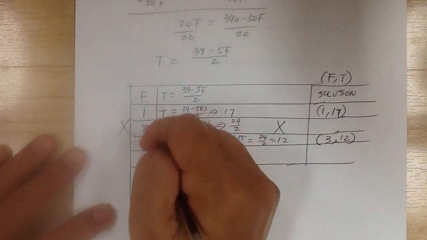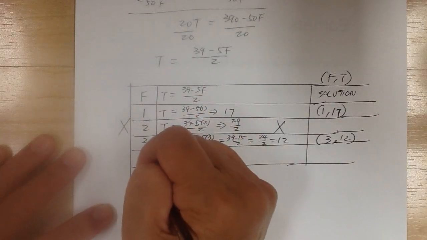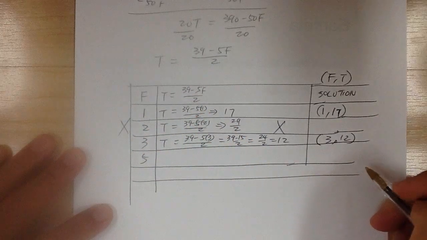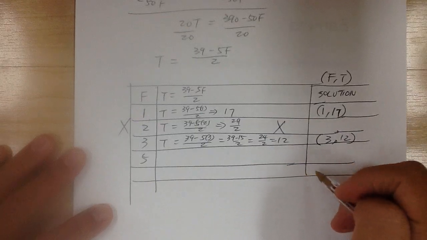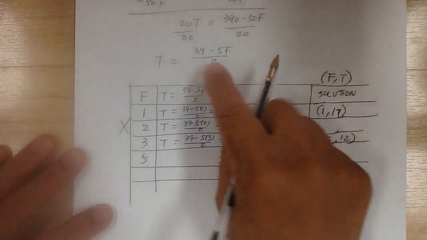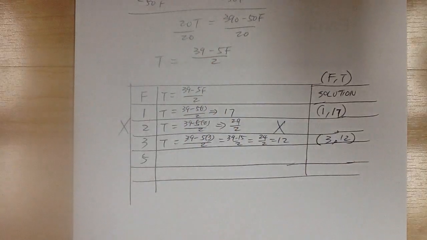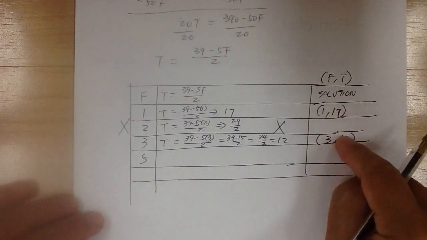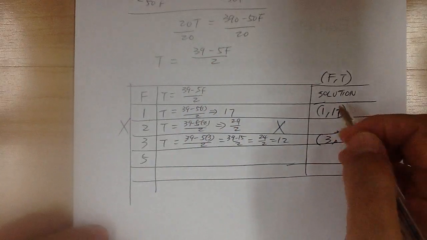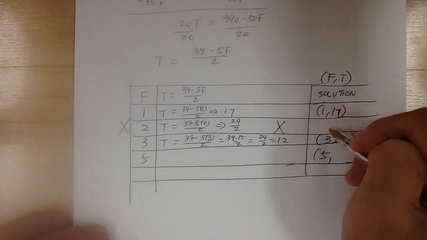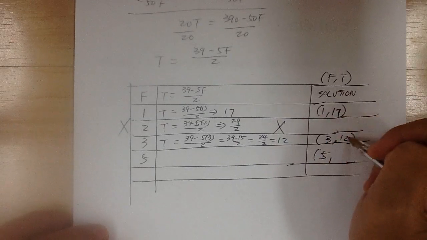So the 4 is not going to work, so you have to try 5. And here's another trick. Because this is a linear equation, everything would be proportional. So once you get this, you can see the pattern. Notice when you increase by 2, this goes down by 5.